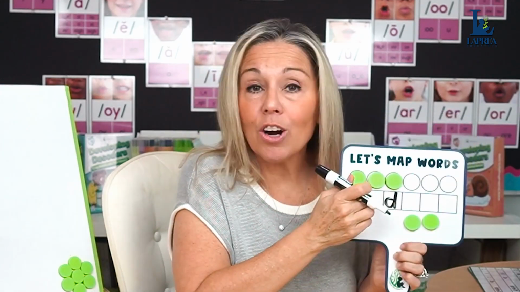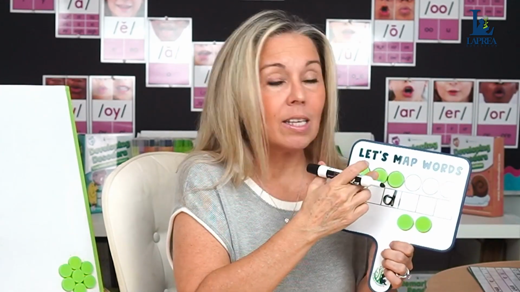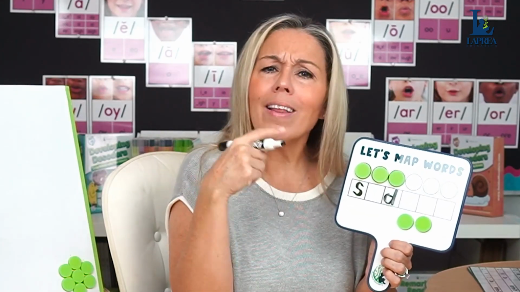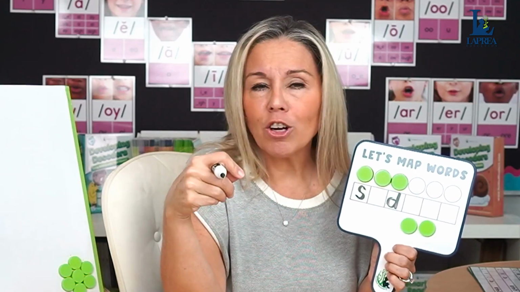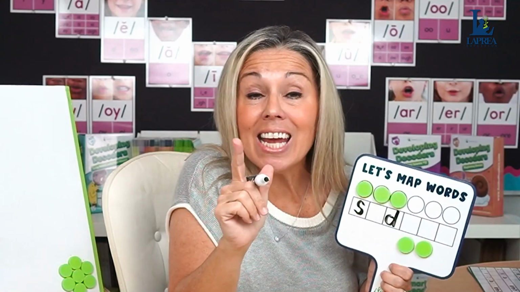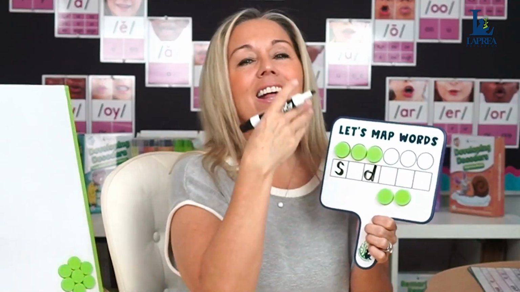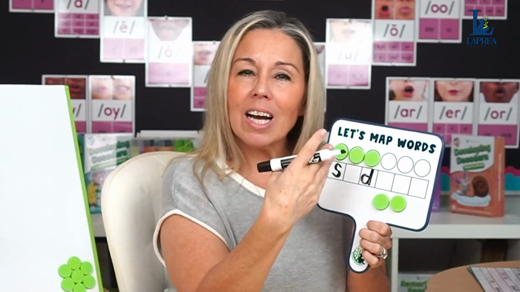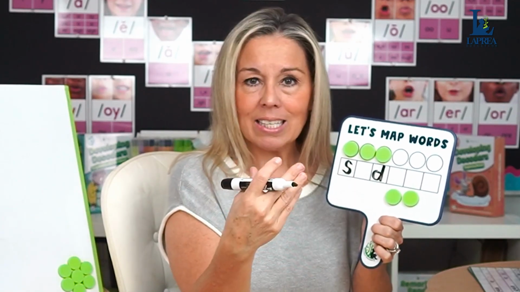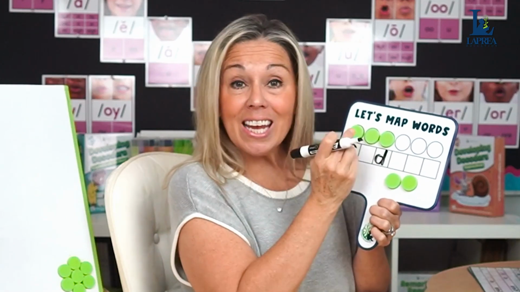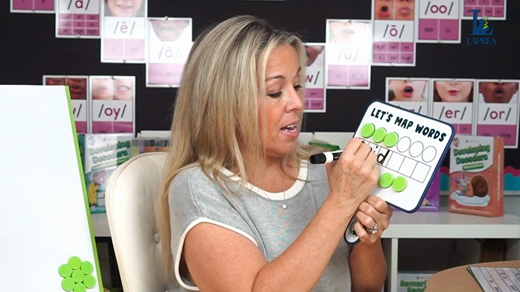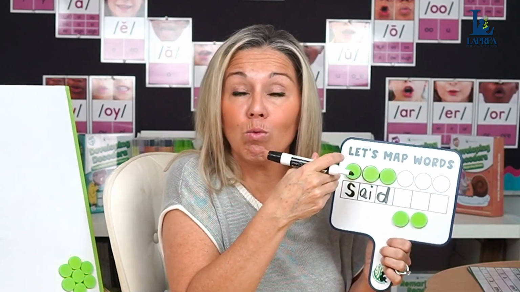D. Now here in the middle of said, what do we hear? S, E, D. We hear the E sound. What letter typically, or letters, typically makes or represents the E sound? It's an E. But in this word said, this is a tricky part. This one doesn't follow the normal rules that we've learned where an E makes the E sound. In this word said, the E sound is made with an A-I. So this doesn't follow typical rules that we've learned.